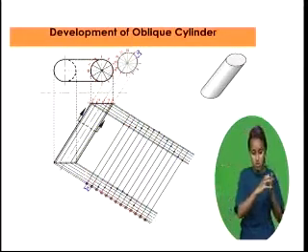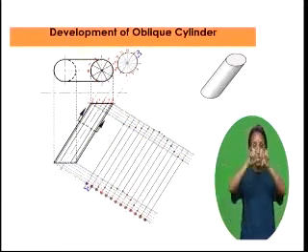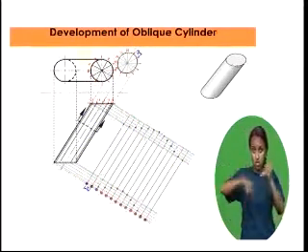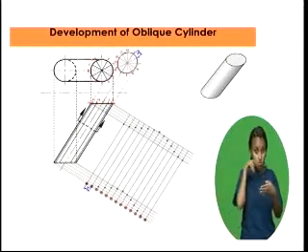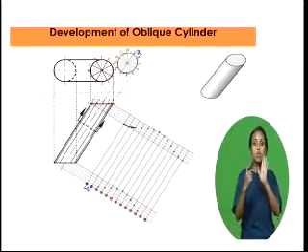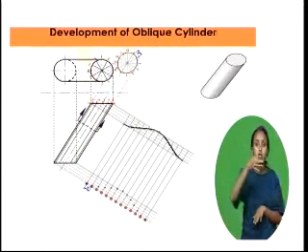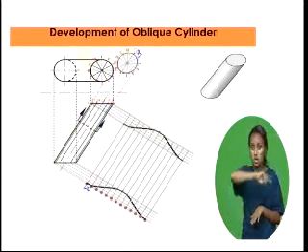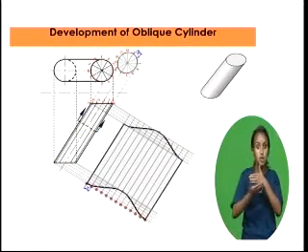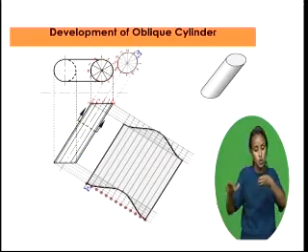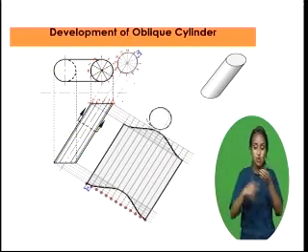Transfer the true length of each line element from the front view to the development, locating points. Draw smooth curves through points using French curves. Attach the base of the cylinder to complete the development of the entire surface of the oblique cylinder.